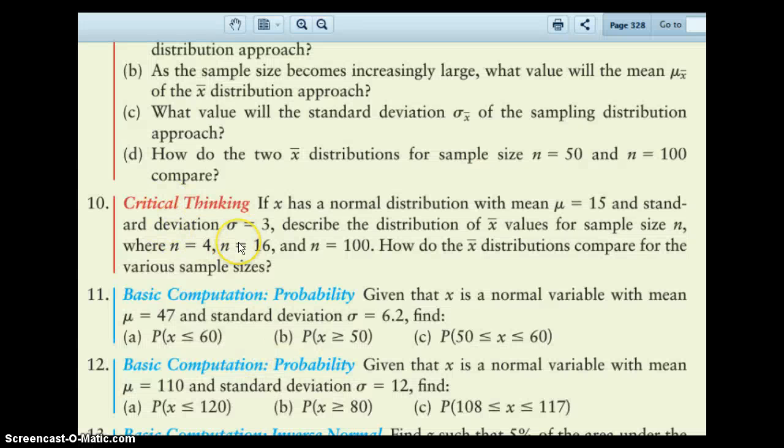For number 10, you're supposed to describe the distributions of x bar, the sample mean, for various sizes of n. So for 3 different situations here, discuss what type of distribution it'll be, and then also discuss what the mean will be of those distributions, what the standard deviation will be of those distributions for all 3 scenarios, n equals 4, n equals 16, and n equals 100.